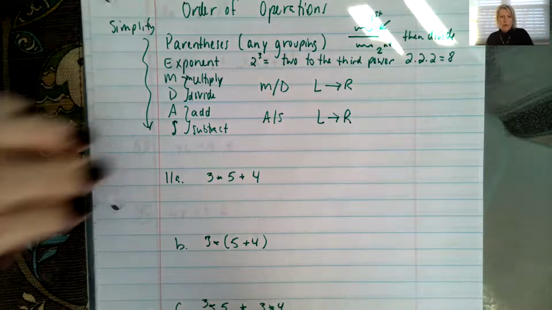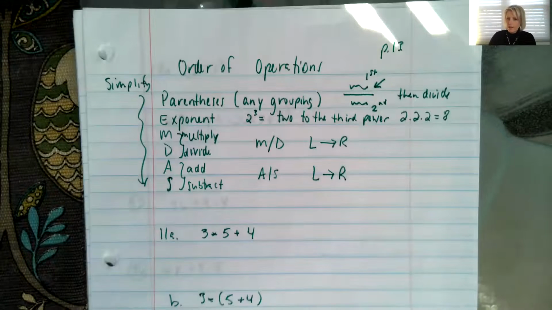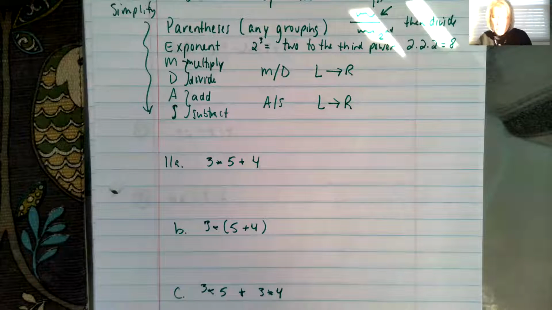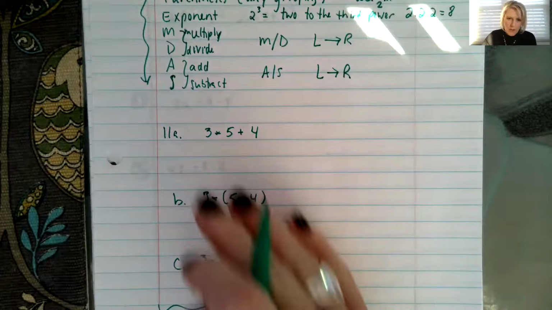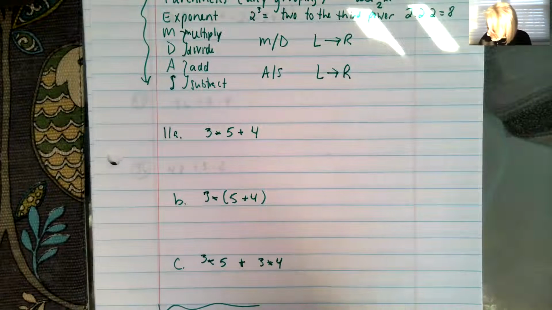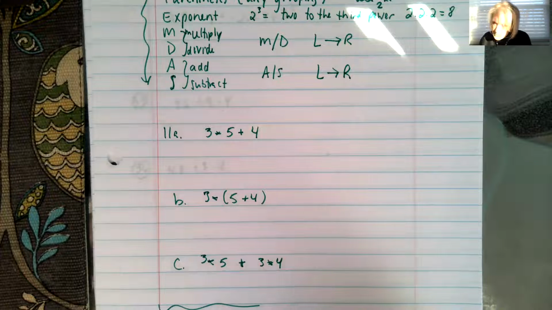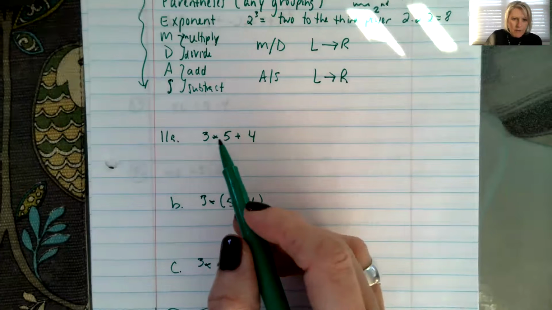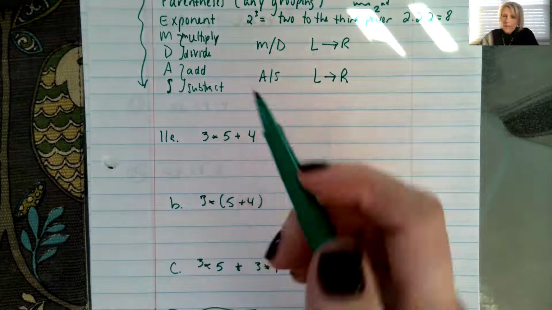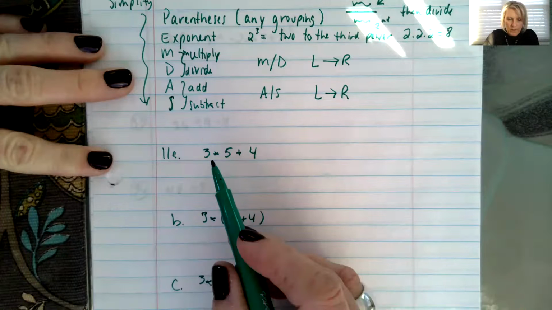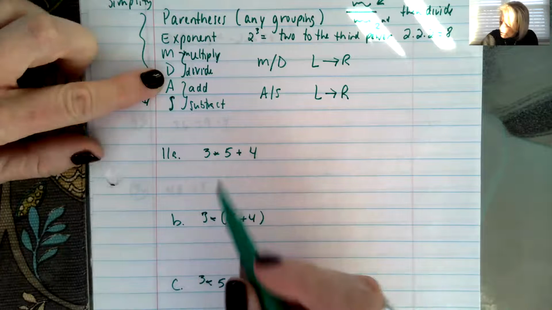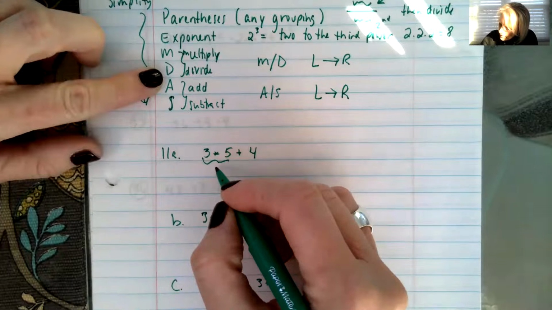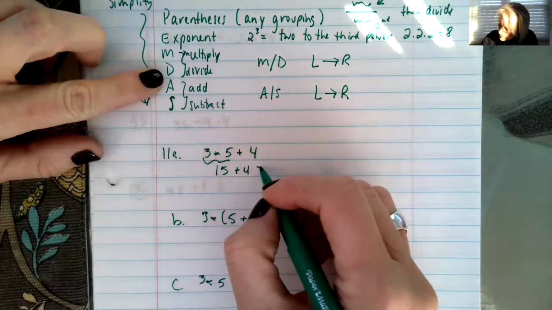Okay. So if you have your book open to page 13, I'm going to let you know what problems I'm working on so that you could pull them up as well. So I'm going to be working on problem 11, A, B, and C here in a minute. 11A says 3 multiplied by 5 plus 4. So we don't have any parentheses or exponents, but we do have multiplication, and that would come before the addition. So we're going to multiply 3 times 5 is 15 plus 4 is 19.